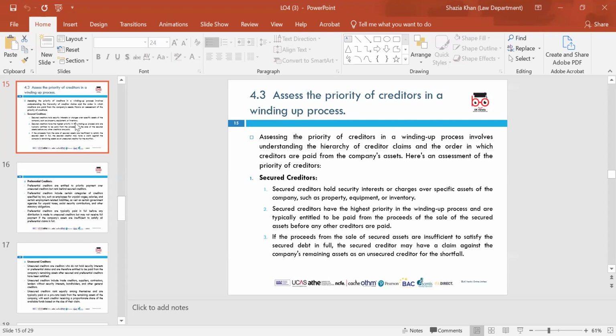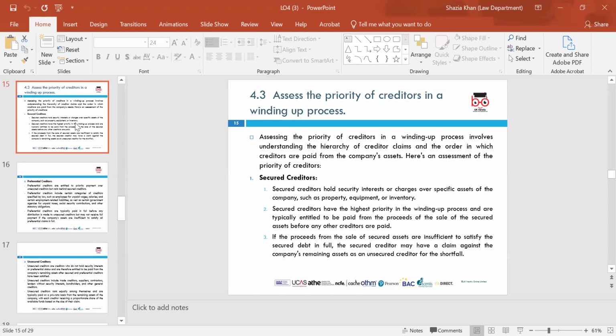So you've got secured creditors. Secured creditors hold security interests or charges over specific assets of the company, such as property, equipment, or inventory. Secured creditors have the highest priority in the winding up process and are typically entitled to be paid from the proceeds of the sale of the secured assets before the other creditors are paid.